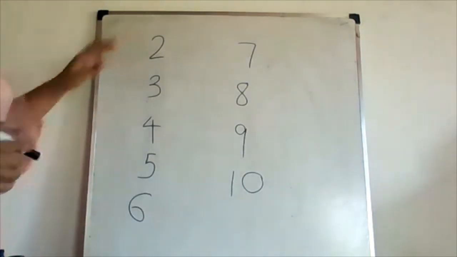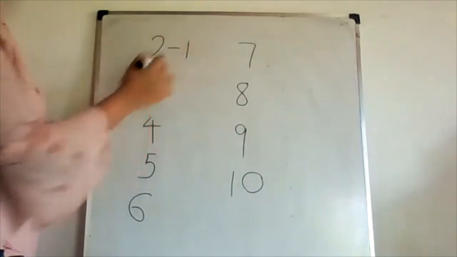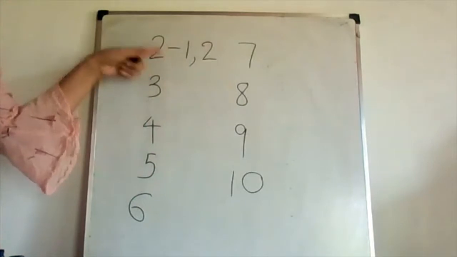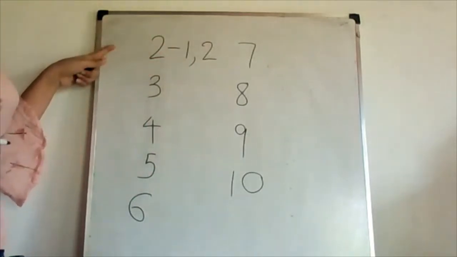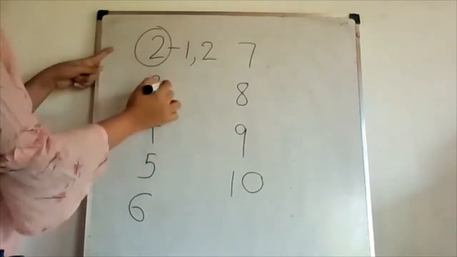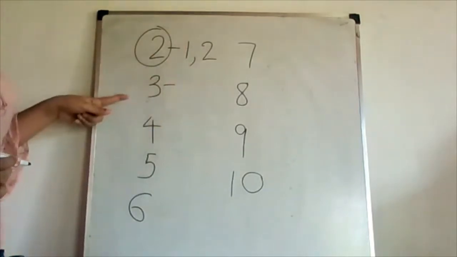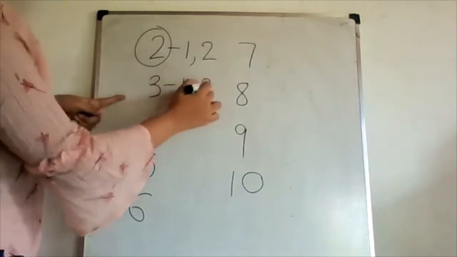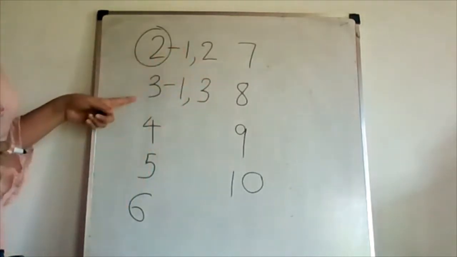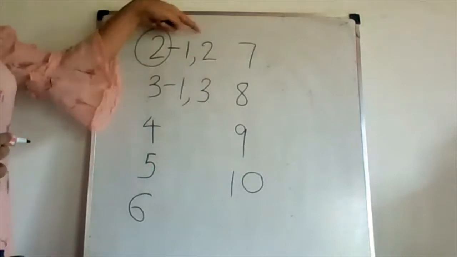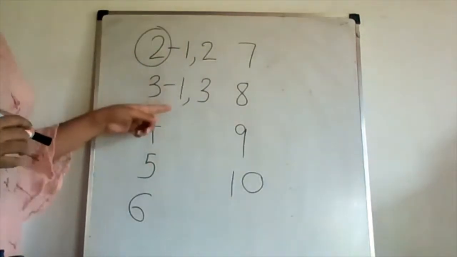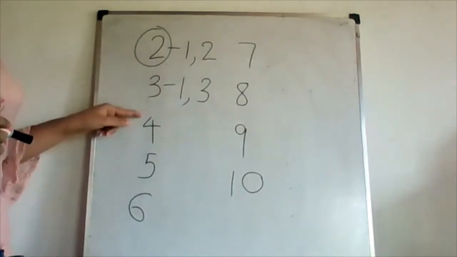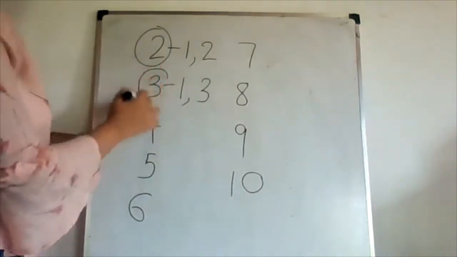Then 2. 2 has the factor 1 and also the factor 2, and those are the only two factors 2 has. So that means 2 is a prime number. Then let's move on to 3. 3 has the factor 1 and also the factor 3. But 2 is not a factor of 3 because 3 is not divisible by 2. So 1 and 3 are the only two factors of 3. That means 3 is a prime number.